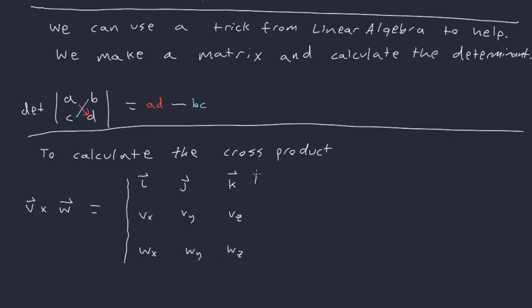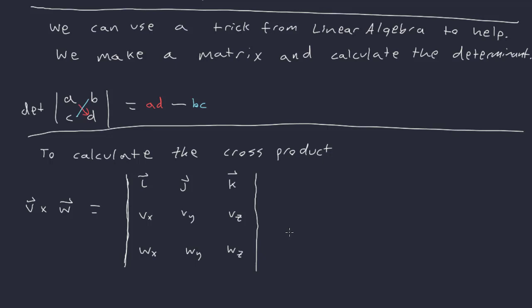And yes, it does matter what order you do this in. This always goes on top, your V sits in the middle, and your W sits on the bottom. If you swap V and W, you're going to get the negative of your answer. There are ways you can swap this around, but I don't recommend it.